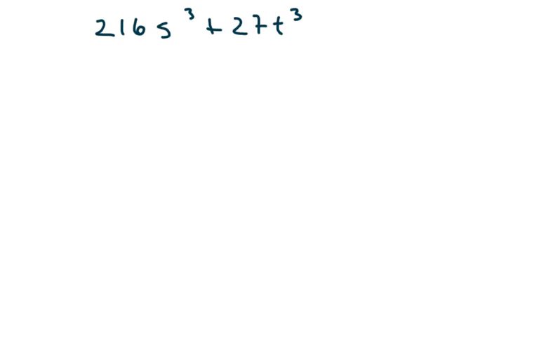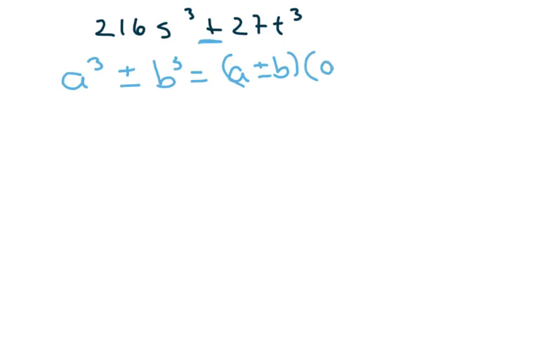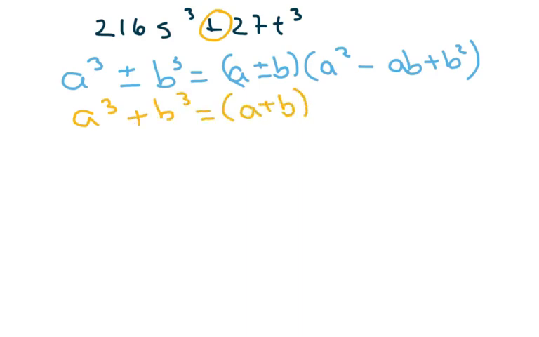And the formula is a cubed plus or minus b cubed. We have a plus here, but I'm going to do both. It equals a plus or minus b times a squared minus ab plus b squared. So basically I'm going to use the plus: a cubed plus b cubed equals a plus b times a squared minus ab plus b squared. This should have been a plus right here.